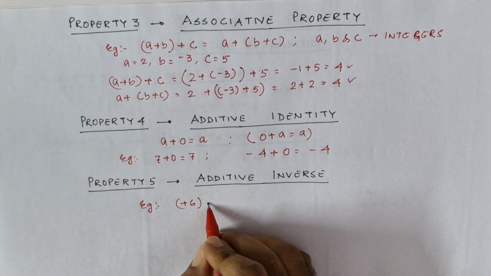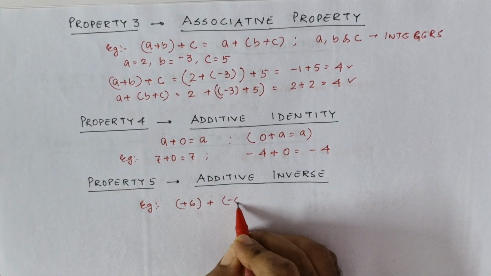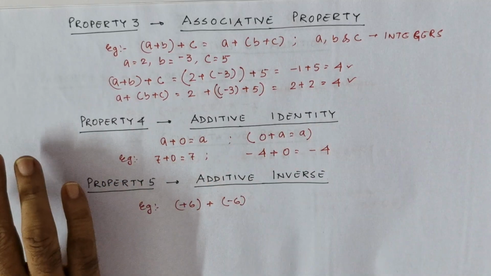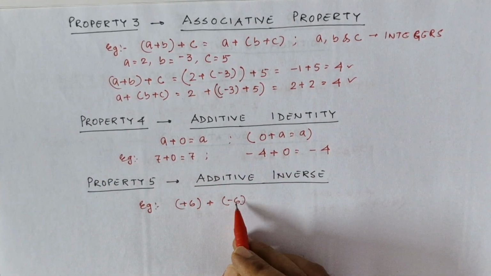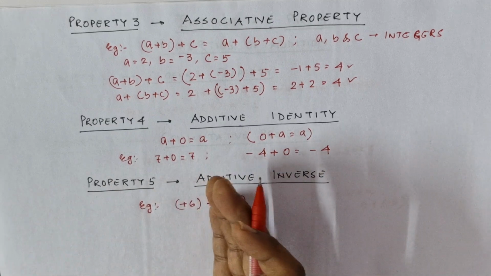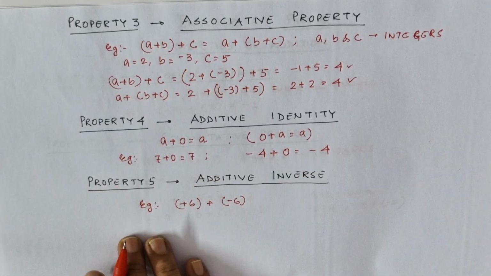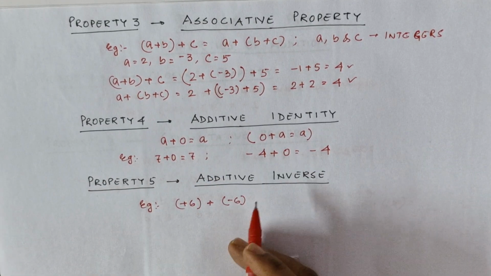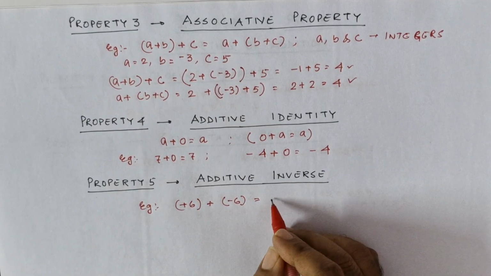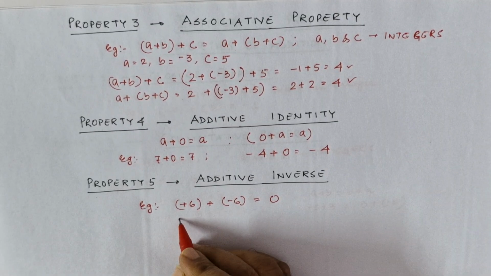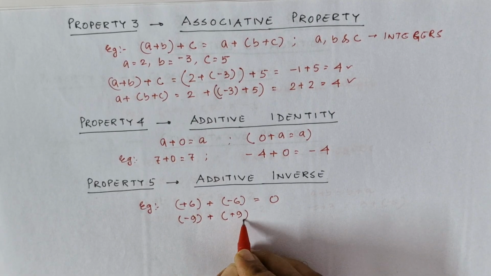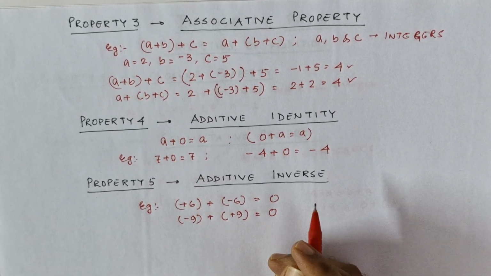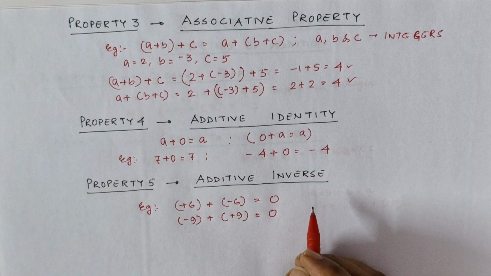So for +6 there exists another integer just on the opposite side of the number line. On the right hand side there is +6, so an inverse lies on the left hand side at an equal distance from 0, which when added becomes 0. So for example, -9 when added to +9 becomes 0. Got it? So that is known as additive inverse.